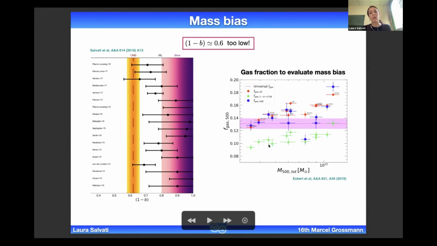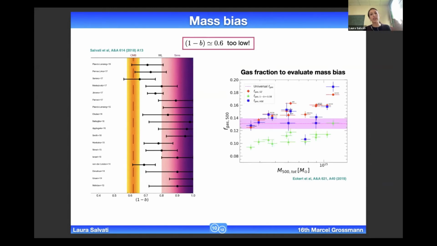So here you have an example of the gas fraction that you have in clusters. These are results from the XCOP project. They are analyzing 12 local clusters. And of course, the gas fraction can be related to the mass bias because it's anyway a ratio between the gas content and the total mass that we have inside the clusters.